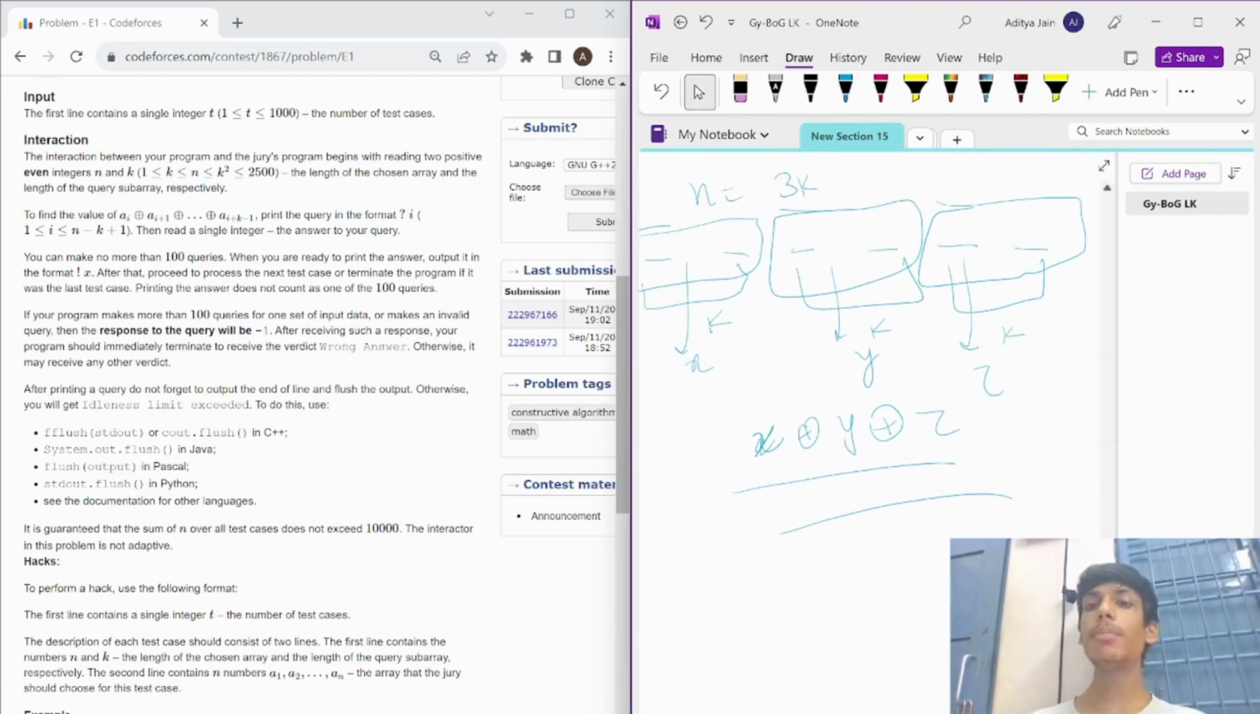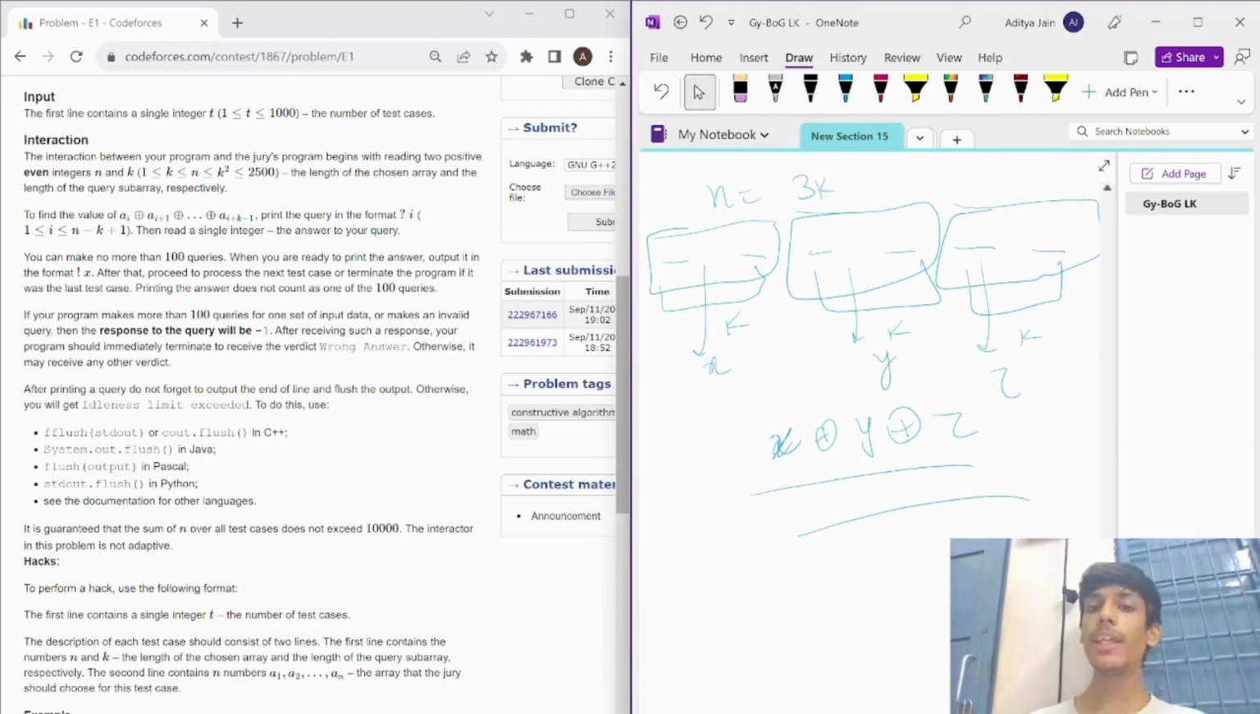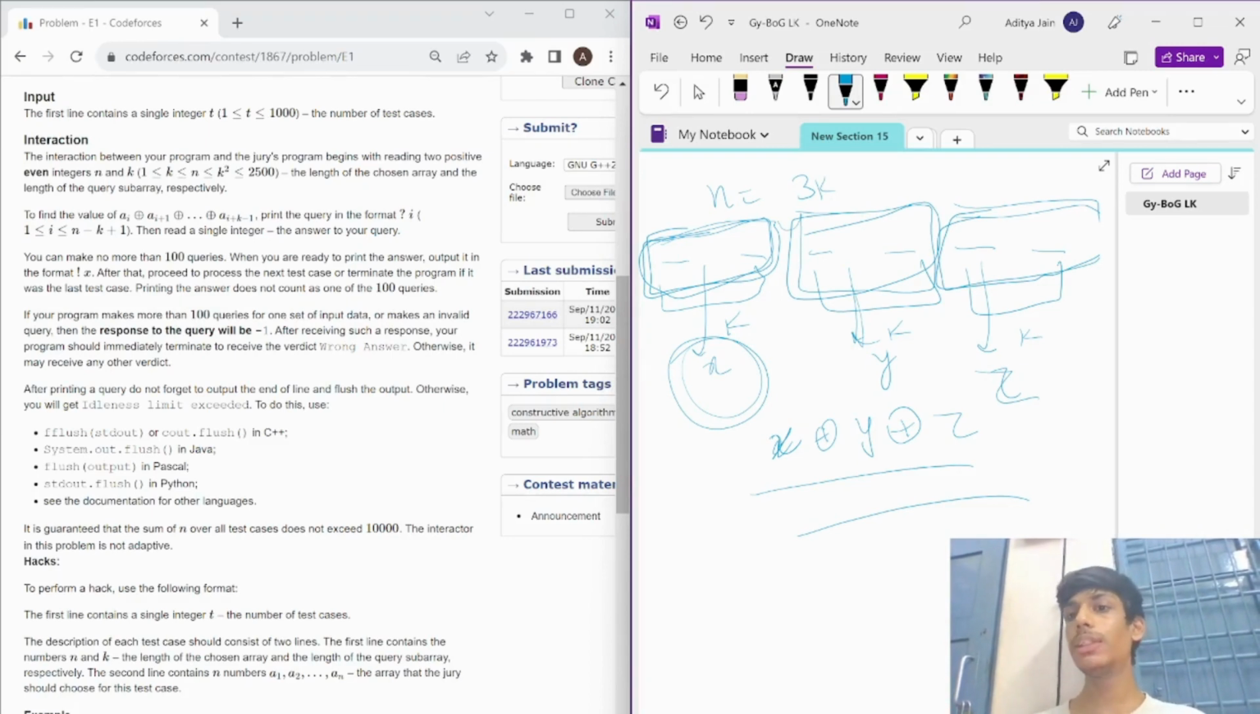So if n is a multiple of k, you'll find the XOR of all the segments of length k. You'll first find the XOR of the first k elements of this array, suppose it is x. Then you'll find the XOR of the next k elements, it is going to be y. You'll find the XOR of the next k elements, it is going to be z. You'll keep on finding the XOR of these segments, and then you'll take the final XOR. So x XOR y XOR z, if you see, includes the XOR of all the elements of this array.